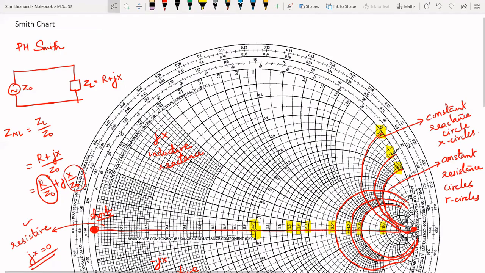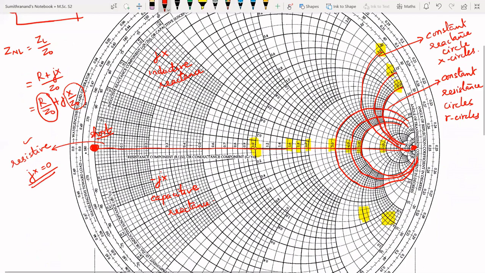So in this purely resistive axis, we represent only the normalized values. That is, R by Z0 is represented in this horizontal axis, and also in the constant reactance circle, the value represented here is X by Z0. That is, normalized reactance is represented in the Smith chart. Now, let me show you an example.